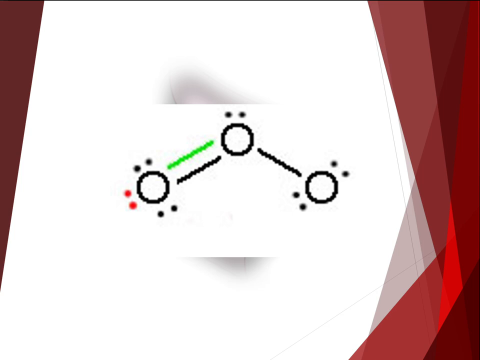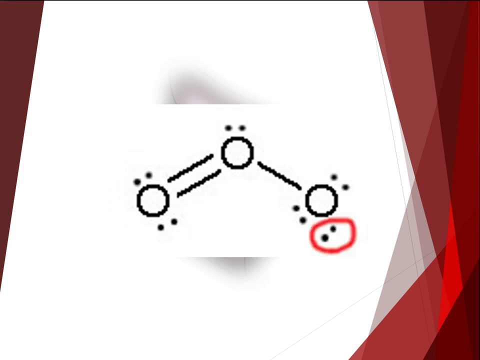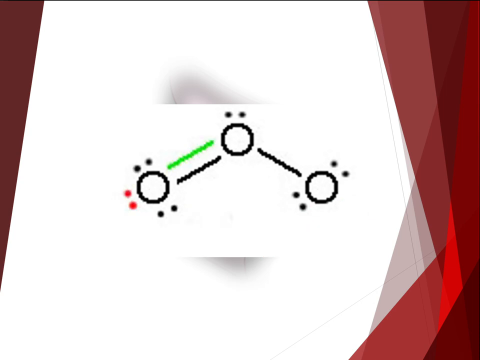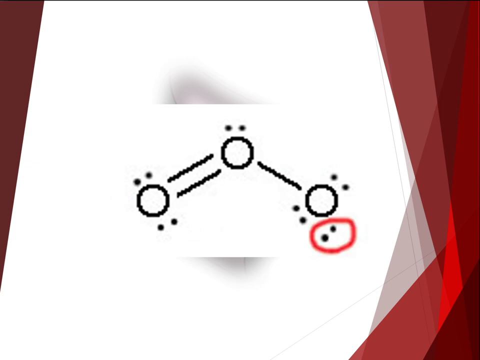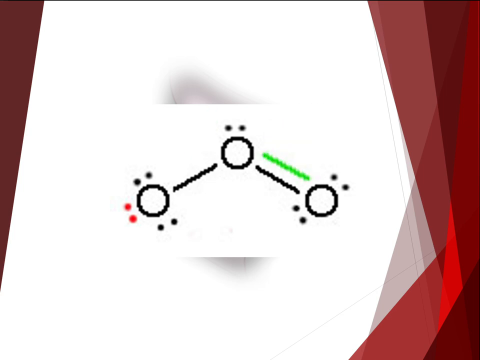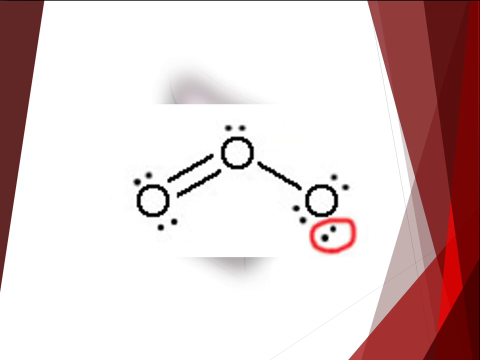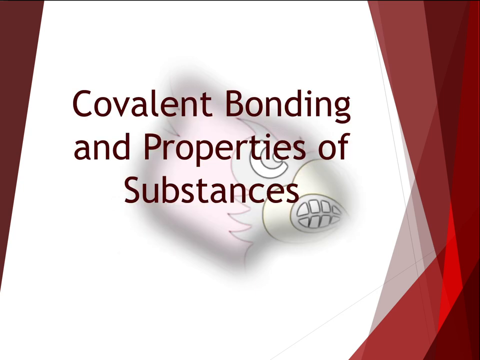For example, ozone, which is O3, is an important molecule for life on Earth. Ozone helps to shield Earth's surface from harmful ultraviolet light. The Lewis structure of an ozone molecule has a central oxygen atom joined to one oxygen atom by a single bond and to another oxygen atom by a double bond.